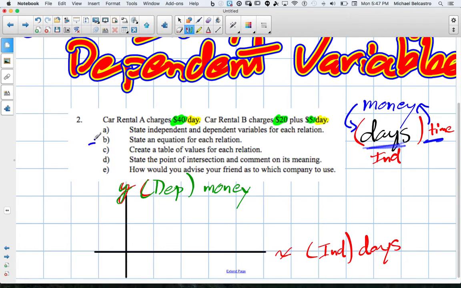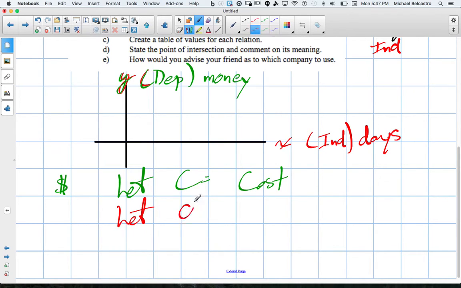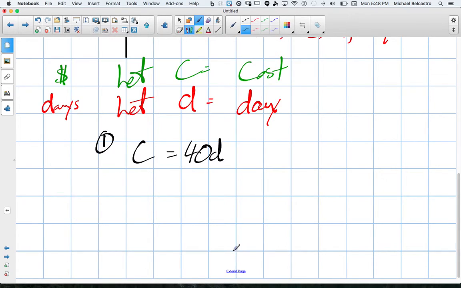Number 2, state an equation for each relation. You guys did a great job of this. You said let C equal the cost, and that was essentially your money variable. And then you said let D, days, represent our time or our x variable. So your equations, for company number 1, you said the cost was equal to 40 times D. That's correct.